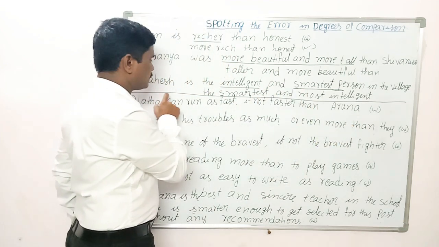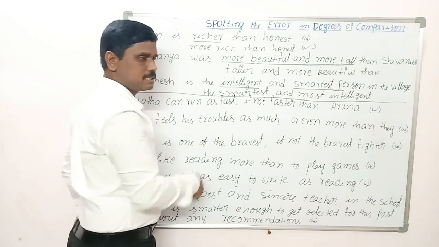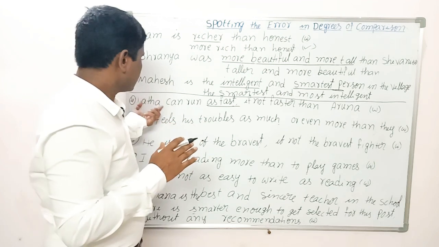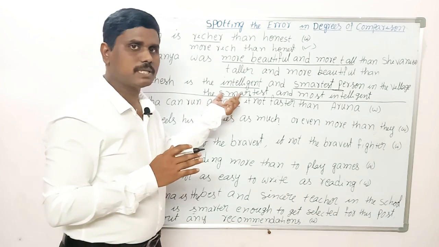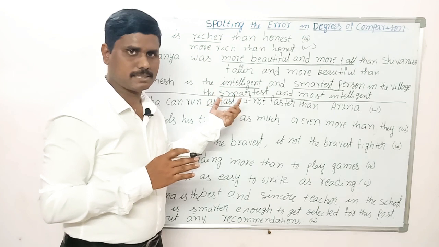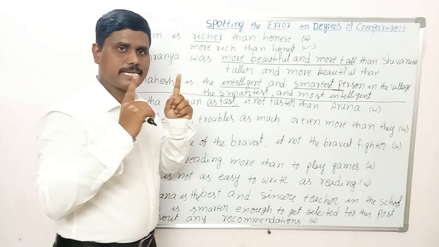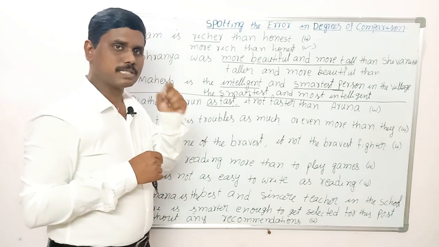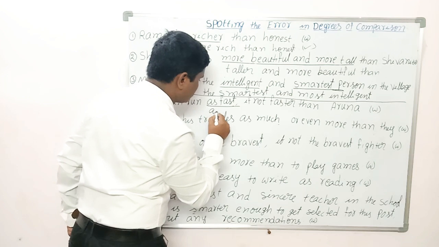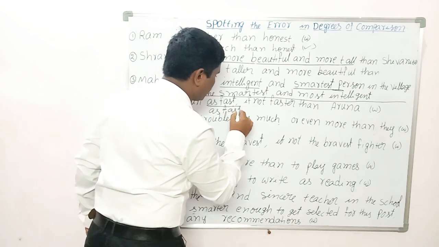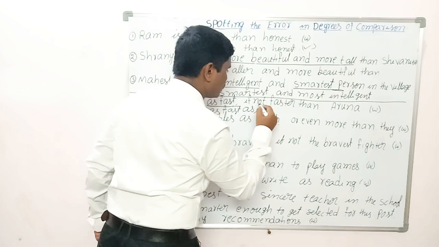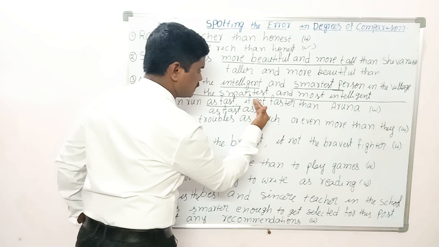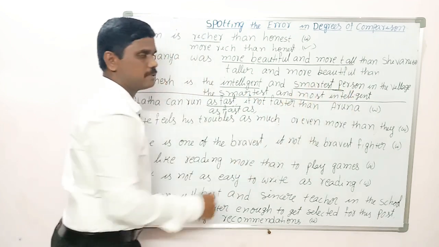For example, Lata can run as fast. Here is the wrong. What is wrong? As fast. A positive degree means subject, verb, as, adjective 1, as or so as, and in between as or so as adjective 1. That is an identification of positive degree. So we have to write as fast as, comma, remaining sentence as it is, if not faster than Aruna. That means up to here this is positive degree and up to here this is the comparative degree.